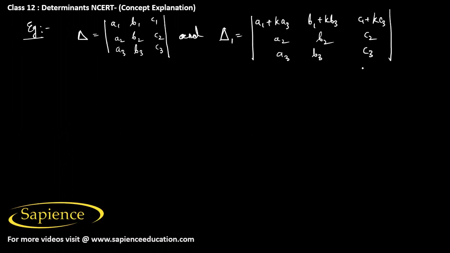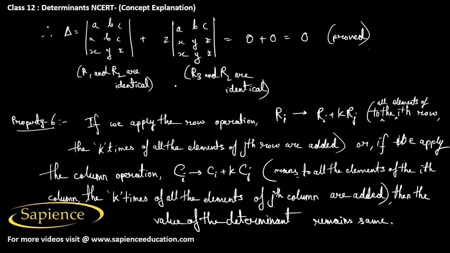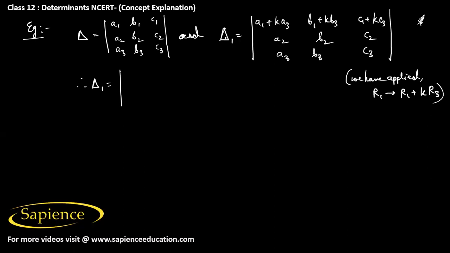Here we have applied the row operation R1 goes to R1 plus k R3. So then, delta 1 will be equal to how much? Since we have expressed the first row as the sum of two terms, we can write this determinant as the sum of two determinants also. By using property 5, since the first row has been expressed as the sum of two terms, we can express this determinant as a sum of two determinants.